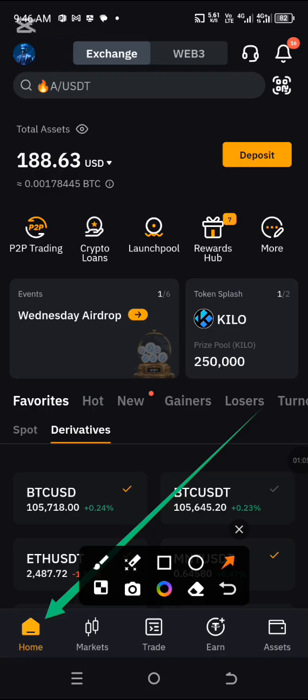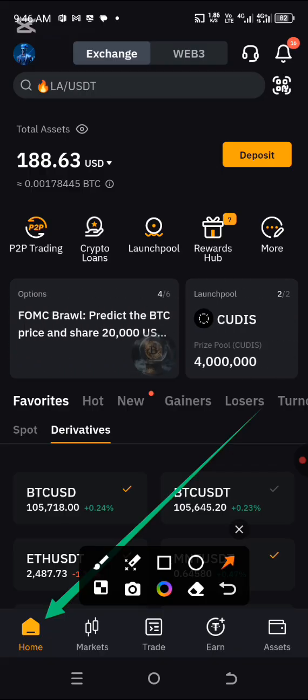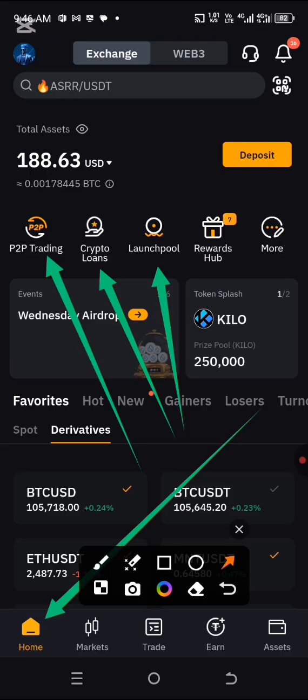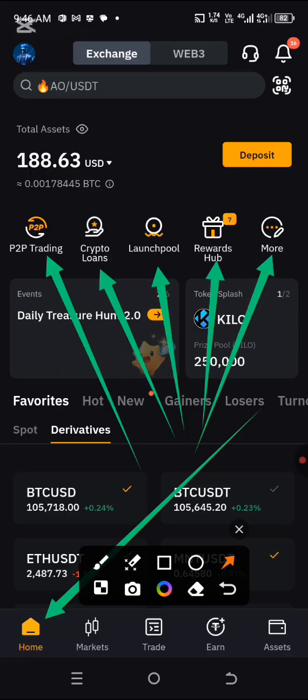On the home page, this is where you can navigate to anywhere you want to go on your app. Like if you want to use the P2P, crypto loan, all these buttons you are seeing: the P2P, the crypto loan, the launchpad, reward hub, and other features.